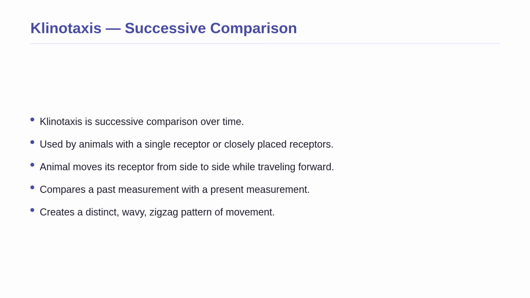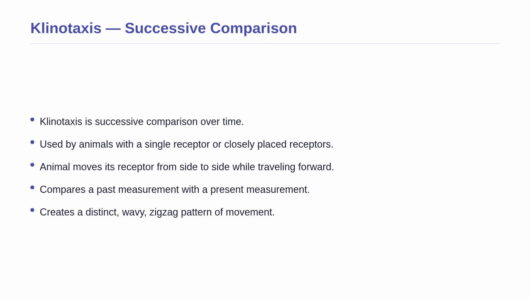This reliance on paired receptors brings us to an important question. What if an animal only has one receptor? This is where Klinotaxis comes in. Imagine trying to find a scent with only one working nostril. You would have to sniff, move your head, and sniff again to compare. Klinotaxis is exactly this, a directed orientation behavior where an animal determines direction by successively comparing intensities over time.